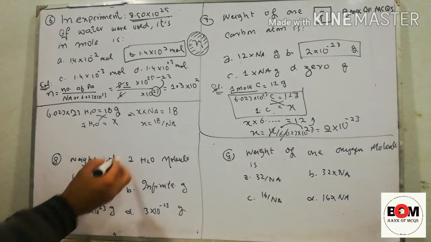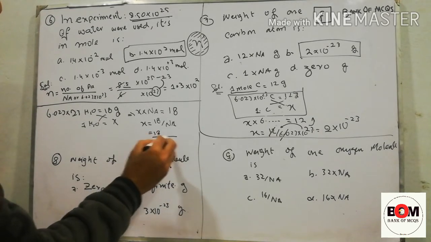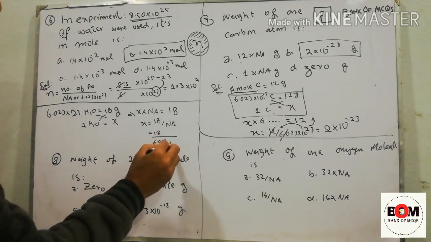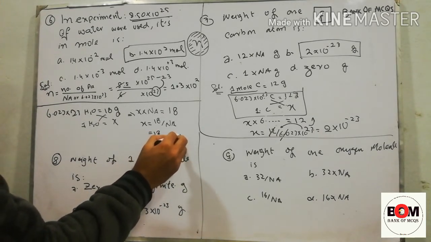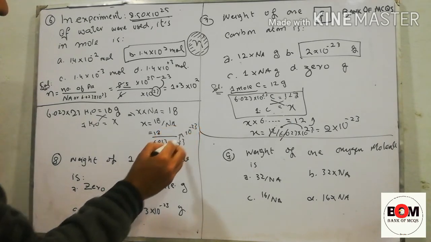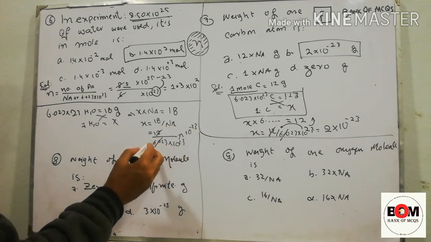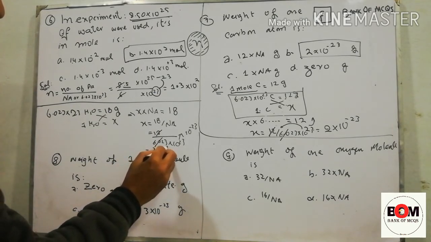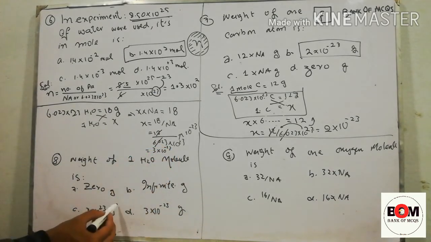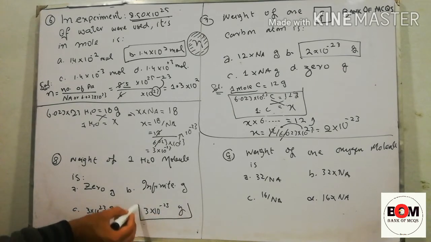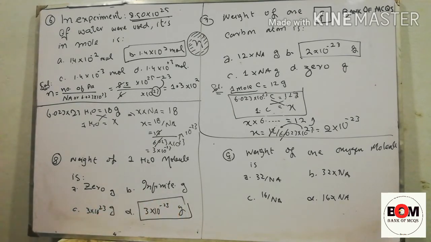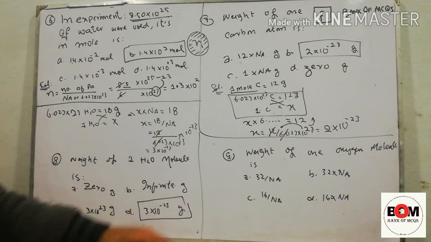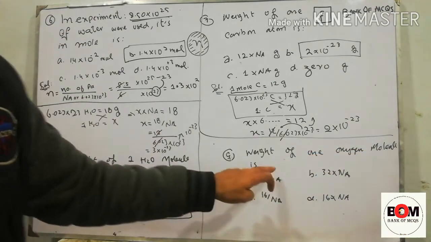As the answer is solved, we will solve it. 18 divided by 6.023 multiplied by 10 to the power 23, this will go upward, it will become minus 23, and 6 3s are 18. So the option is 3 multiplied by 10 to the power minus 23. MCQ number 9: the weight of one oxygen molecule is.